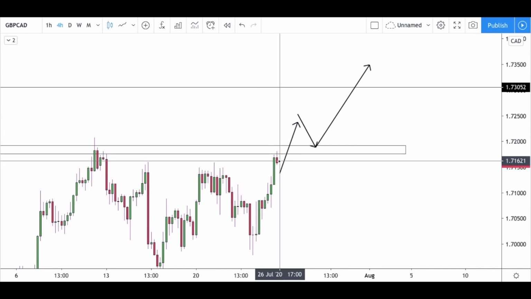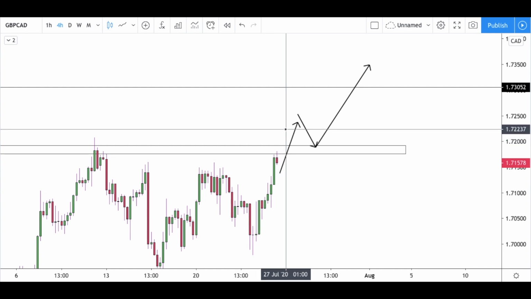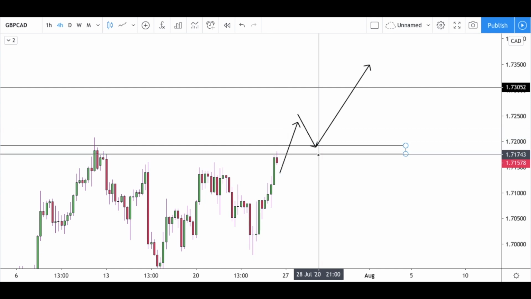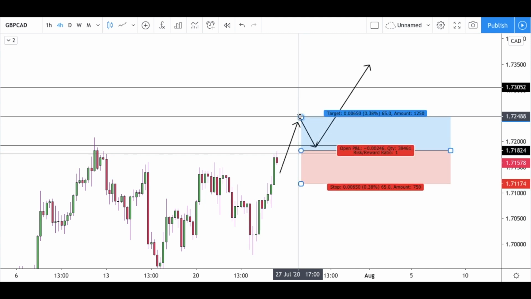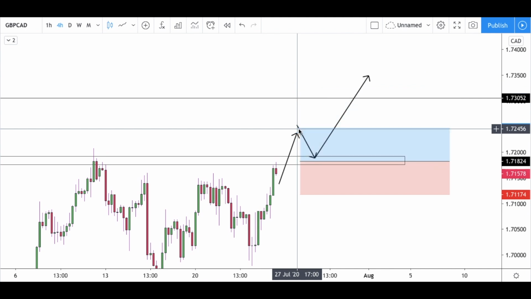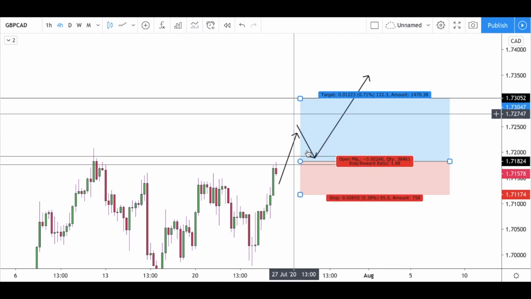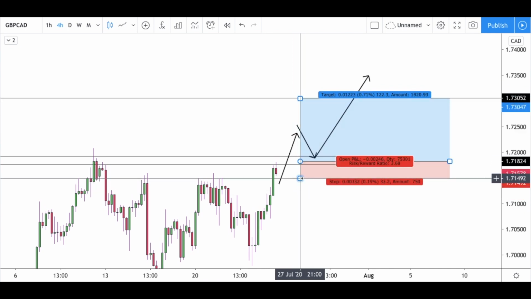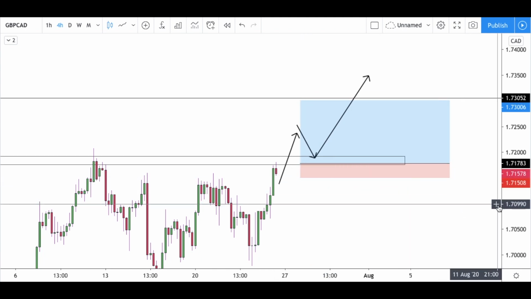So considering we had the daily closure above, we go down on the 4-hour time frame to identify the retest and confirmation. If that confirmation occurs, we would enter a buy trade. Our target's going to be at 1.73 and our stop loss would be somewhere around here, and this would be a nice trade opportunity and a nice 1 to 4.5.